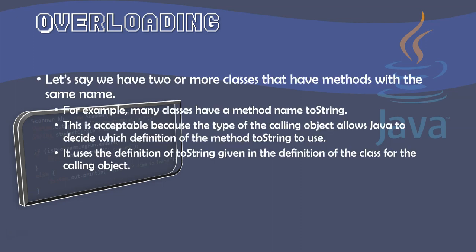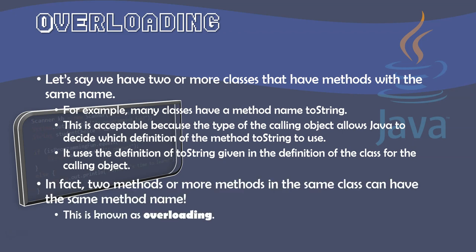Let's say we have two or more classes that have methods with the same name. For example, many classes have a method named toString. This is acceptable because the type of the calling object allows Java to decide which definition of the method toString you want to use. So for example, we had a date.toString and a myClass.toString. It's going to look at that identifier to determine which toString method you're talking about, and it's going to use whatever definition of toString is given in the definition of that class for that calling object.